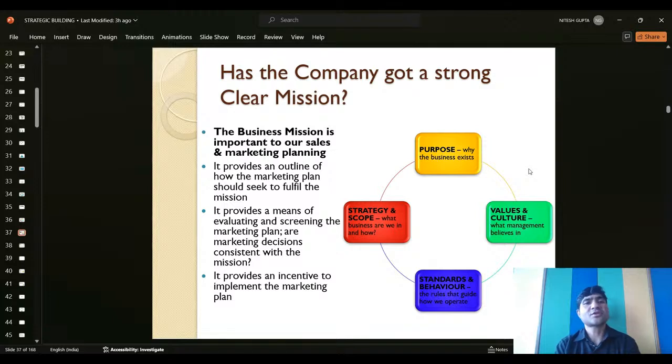Has the company got a strong, clear mission? That is the next question. So the business mission is important to your sales and marketing planning. It provides an outline of how the marketing plan should seek to fulfill the mission. It provides a means of evaluating and screening the marketing plan and marketing decisions. It provides an incentive to implement the marketing plan. So this is purpose, why the business exists. Then value and culture, what management believes in, standard and behavior, the rules that guide how we operate, strategy and scope, what business are we in and how.